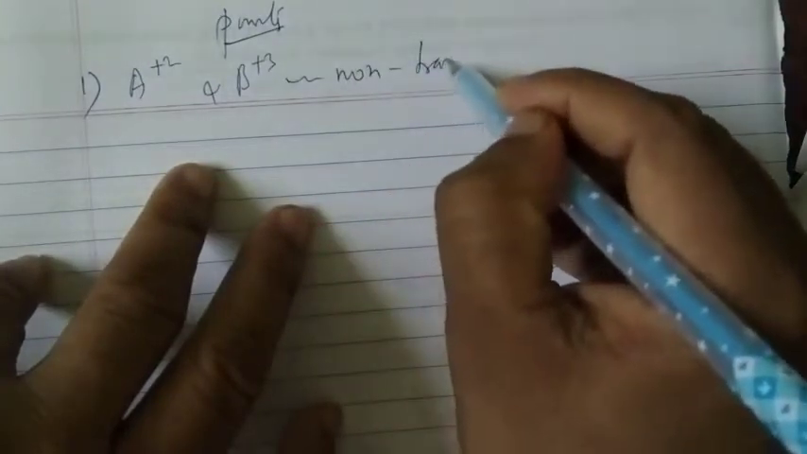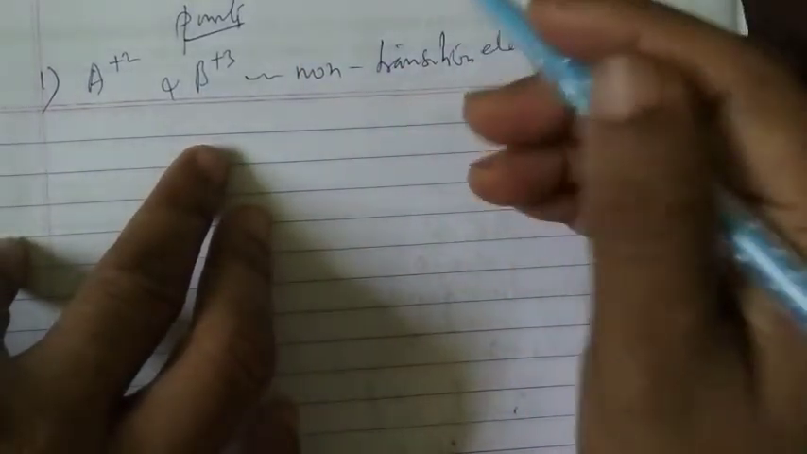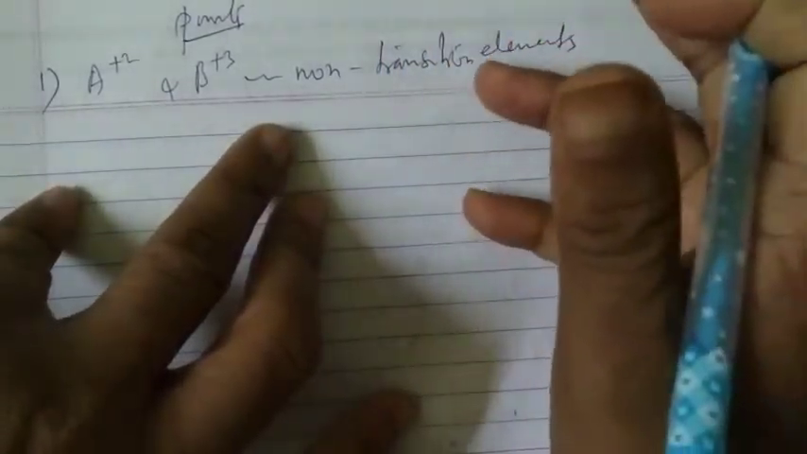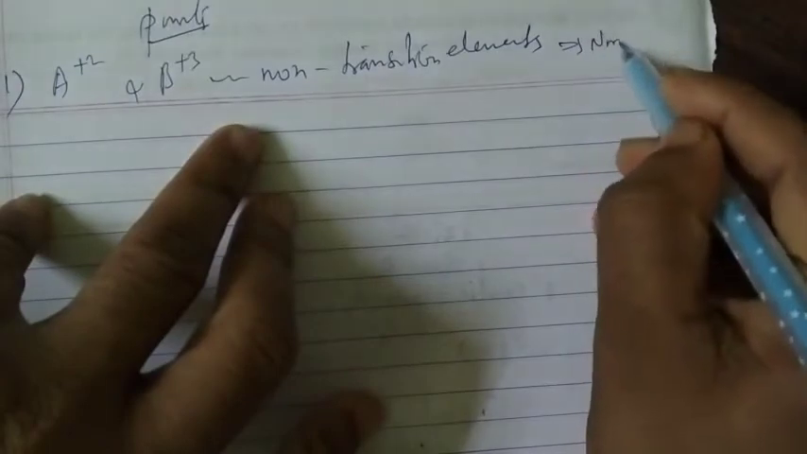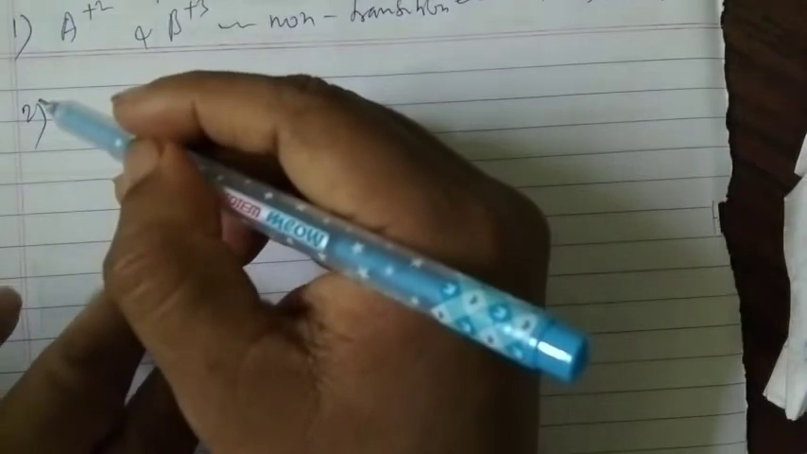Now, some points to be remembered. Simple: if both the divalent A+2 and the trivalent B+3 are made up of non-transition elements, like sodium, magnesium, gallium, something like that, you know what transition elements are, so they are termed normal spinels. So you just name it a normal spinel. This is what we can keep in mind.